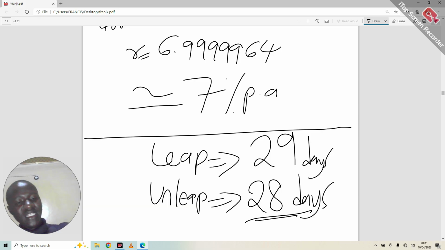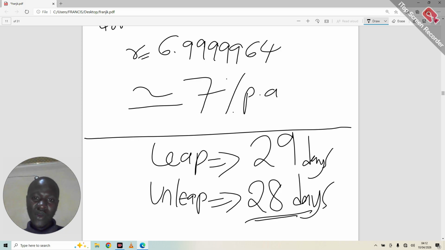But those on that sliding part, those who are doing geography must have the knowledge of what I'm talking about, this part that goes inward. Those days are considered to be 30 days. Except for February, which is 28 days in a non-leap year and 29 days in a leap year.